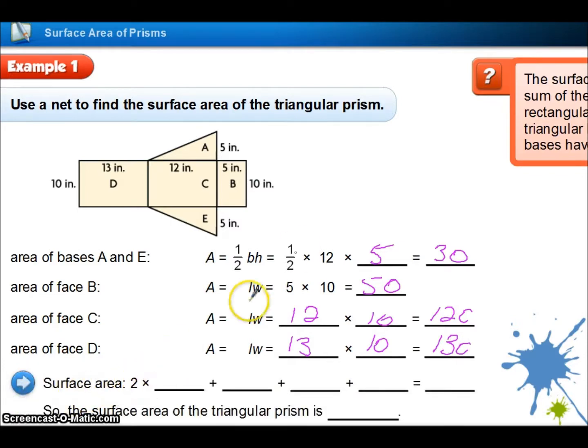We got 2 times the triangles, which is 2 times 30, plus 50, plus 120, plus 130, and you total that up to get 360. So it's 360 inches squared. Areas are always squared. That's the first example. Let's go to the next one.